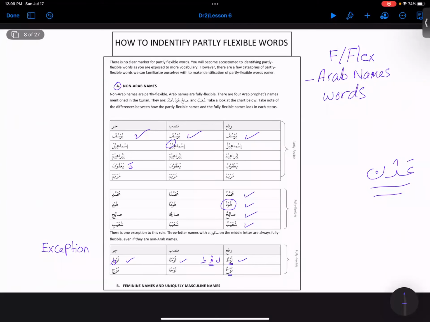Any three letter word, yes. Any three root letters, and then the middle one should have a sukoon. This is the rule. So if the middle root letter has a sukoon, then we can make it fully flexible. So Adnun, Adnan, and Adnin, even though Adan is the name of a place, right? We will see that names of places are also considered partly flexible. But over here, because it is three root letters and the middle one has a sukoon, it will become fully flexible.